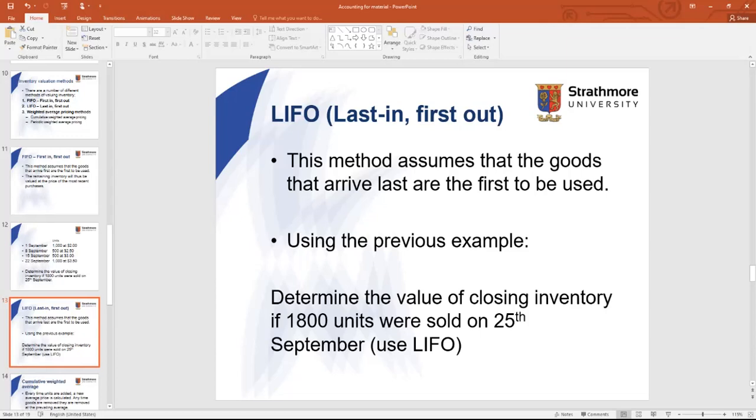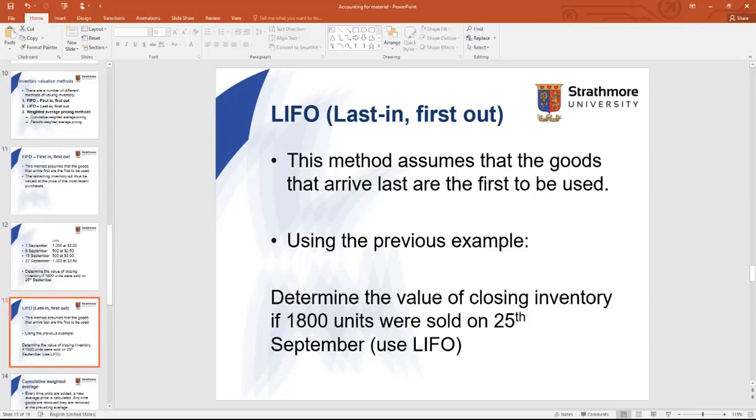Let me repeat. The cost of sale, the value of the items the company will be selling by the end of the time period, most of those items are the ones that have been acquired at the end of the time period. And the closing inventory, the items the company is left to sell by the end of the time period, is made mostly of the items that were acquired at the beginning of the month, for example.